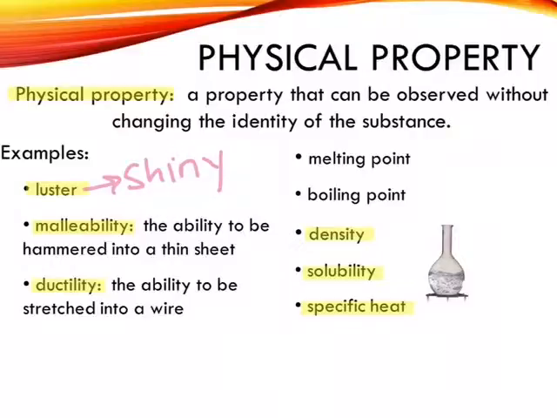Malleability and ductility, which we talked about before. Malleability is being hammered into a sheet like aluminum foil, and ductility is stretched into a wire like a copper wire. Melting point and boiling point, which I'm going to talk about in just a minute. Density, which means how many molecules are packed into a certain volume. Solubility, which means how well the thing dissolves in another thing.